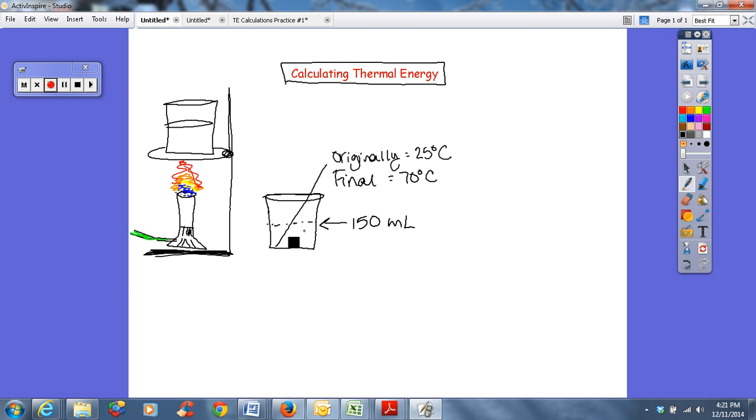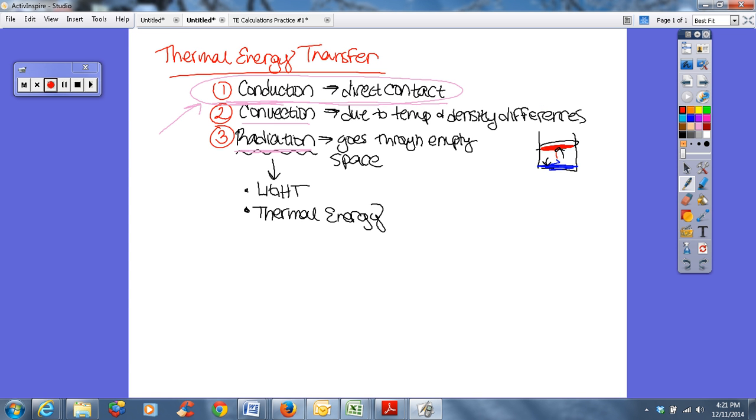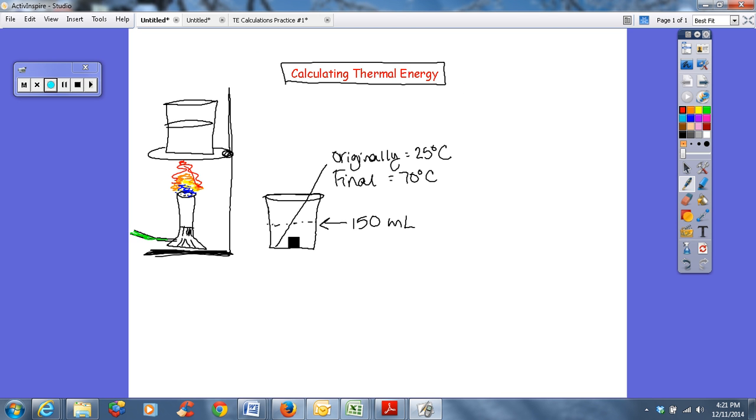Now, in order to calculate thermal energy, what we're looking for is how much thermal energy did the water gain. Talking about our thermal energy transfer, through conduction, direct contact is required in order for it to actually be conduction. Now, was the metal cube in direct contact with the water? Yes. So direct contact is conduction.